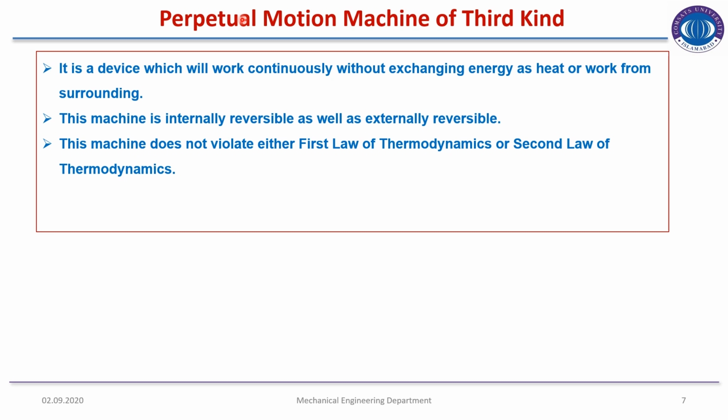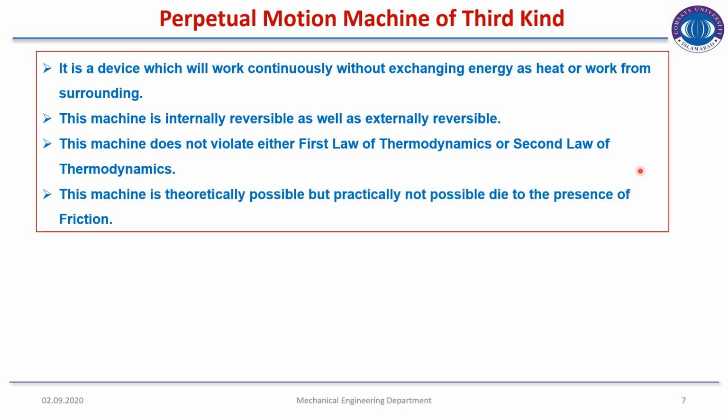So back to the perpetual motion machine of third kind. The third point states that this machine does not violate either first law of thermodynamics or second law of thermodynamics. As you can remember from the previous slide, when we removed the thermal energy reservoirs one by one, initially the source and then the sink, you can see that neither violates first law of thermodynamics or second law of thermodynamics.